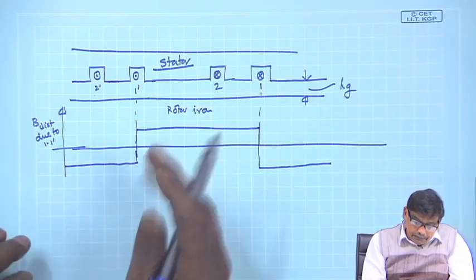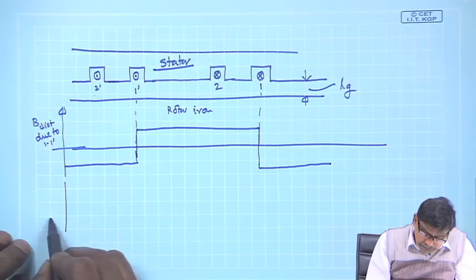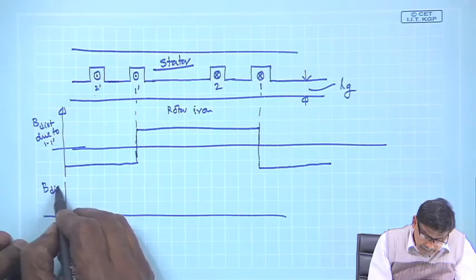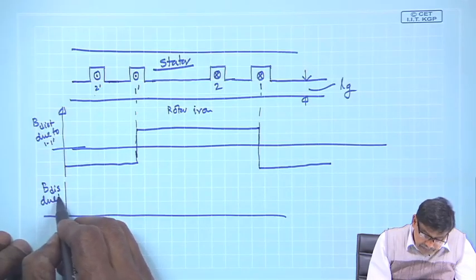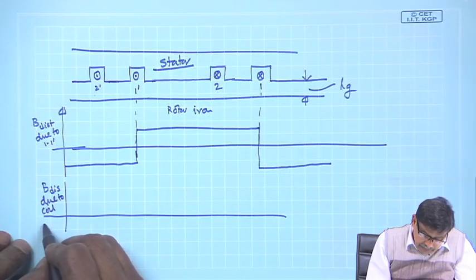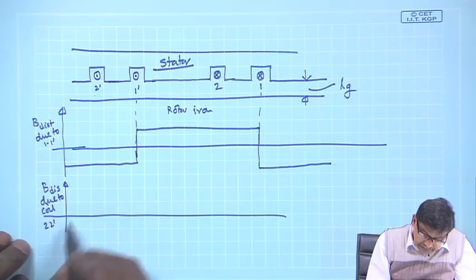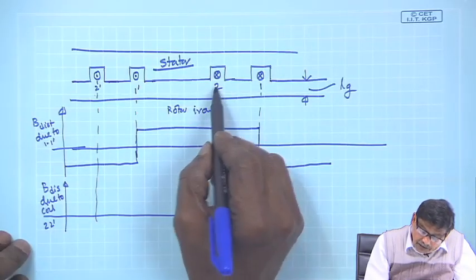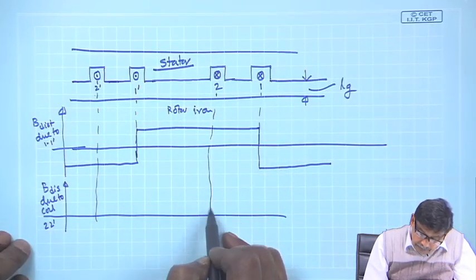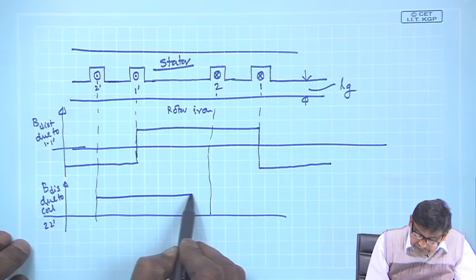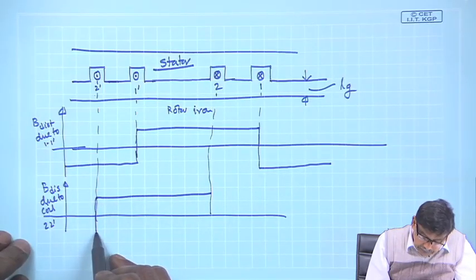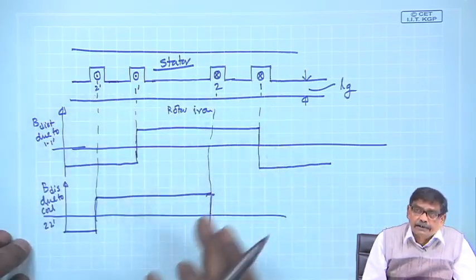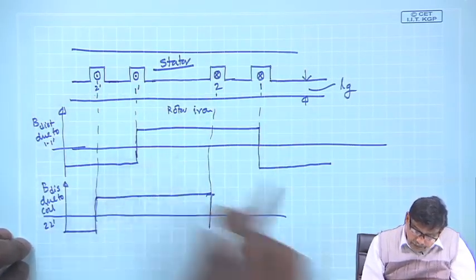What will be the B distribution due to coil 2 2 dashed? B distribution due to coil 2 2 dashed is in this graph I am sketching. It will be similar to that, because for a single coil I know how to sketch it. So, it will be like this. And these two coils are identical, same number of turns. So, their amplitudes will also be the same.